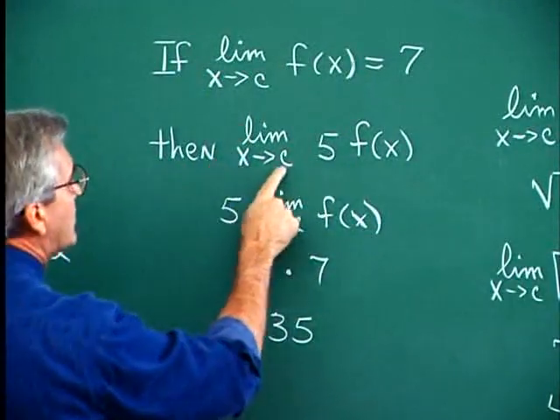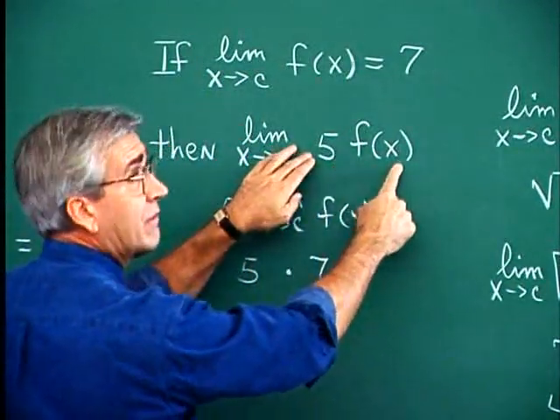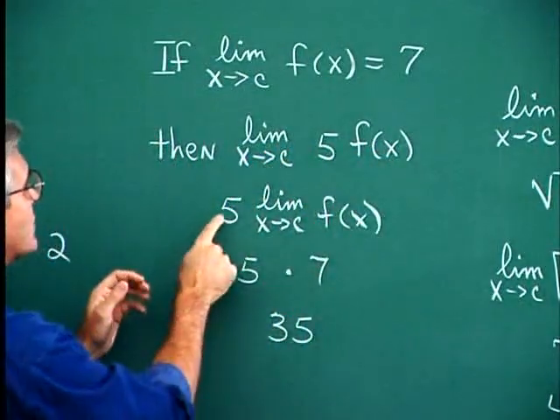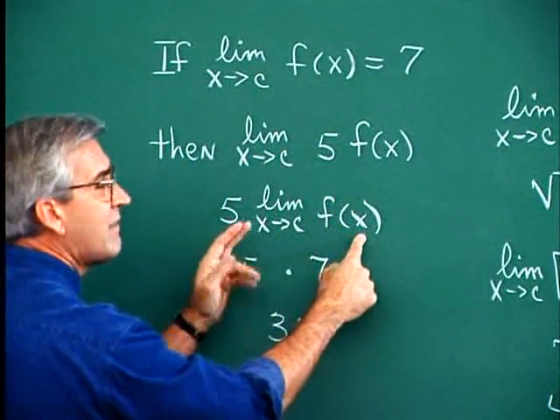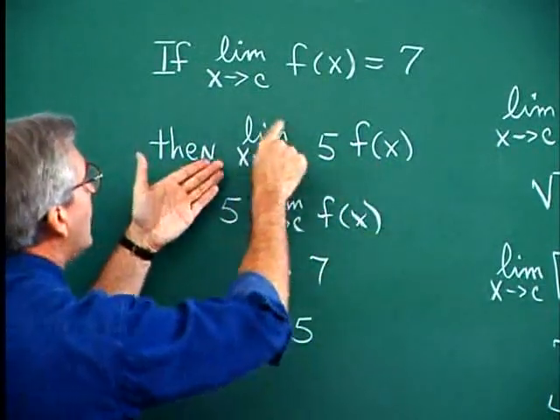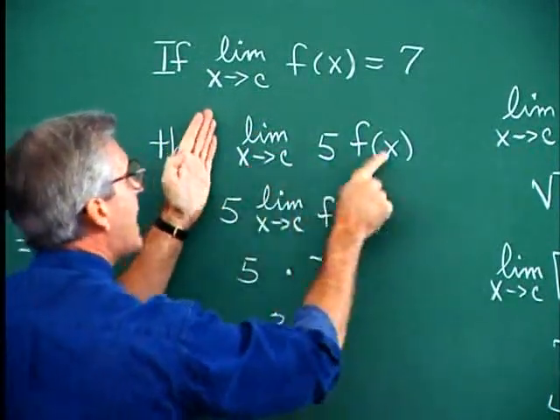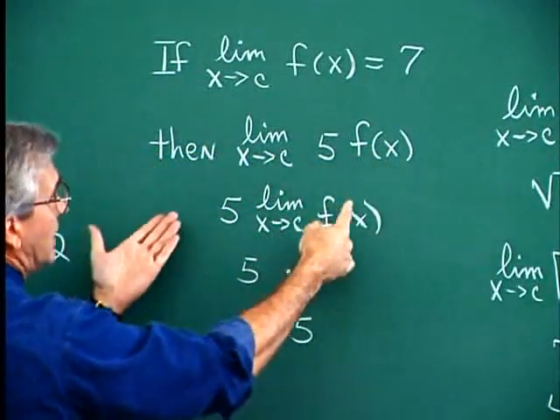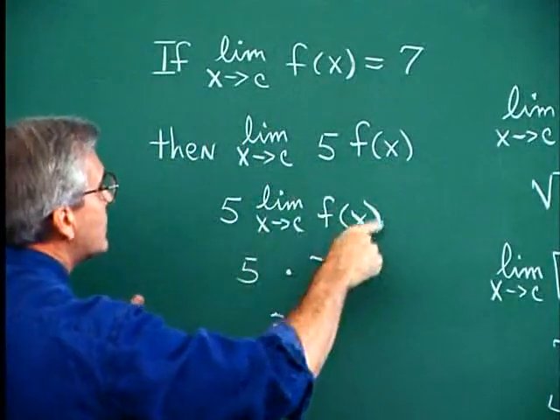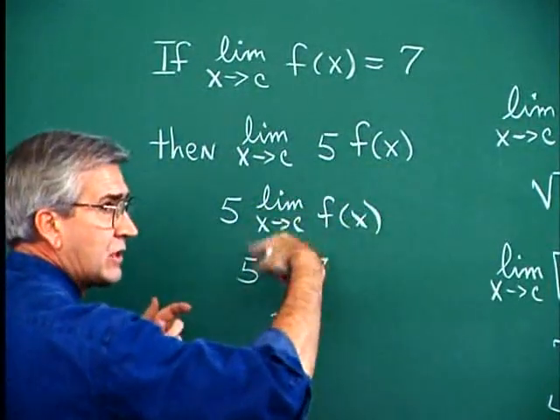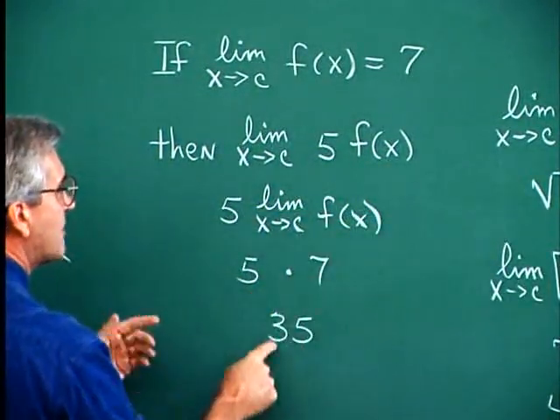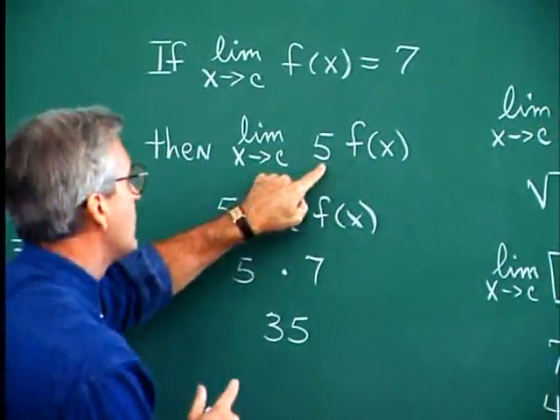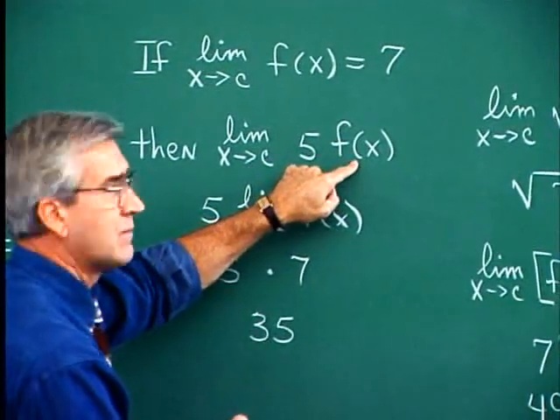The limit as x approaches c of 5 times f of x. 5 times f of x can be thought of as 5 times the limit of f of x. You see, the limit idea applies to the f of x. And so we just have 5 times 7. That's all this is. The limit of f of x, as x approaches c, is 7. So 5 times 7, 35. And the same goes with other operations. All we're doing is taking a real number and multiplying times f of x.